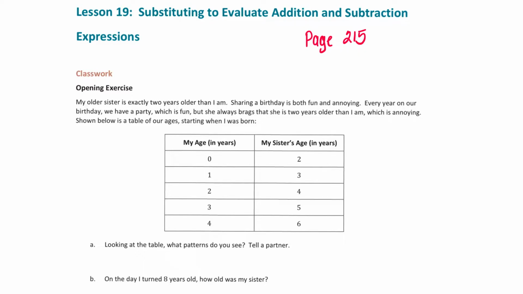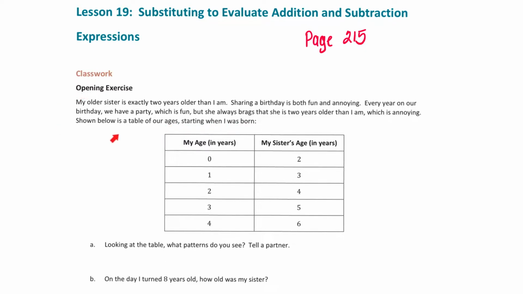And the first problem reads, my older sister is exactly 2 years older than I am. Sharing a birthday is both fun and annoying. Every year on our birthday, we have a party, which is fun, but she always brags that she's 2 years older than I am, which is annoying. Shown below is a table of our ages starting when I was born.